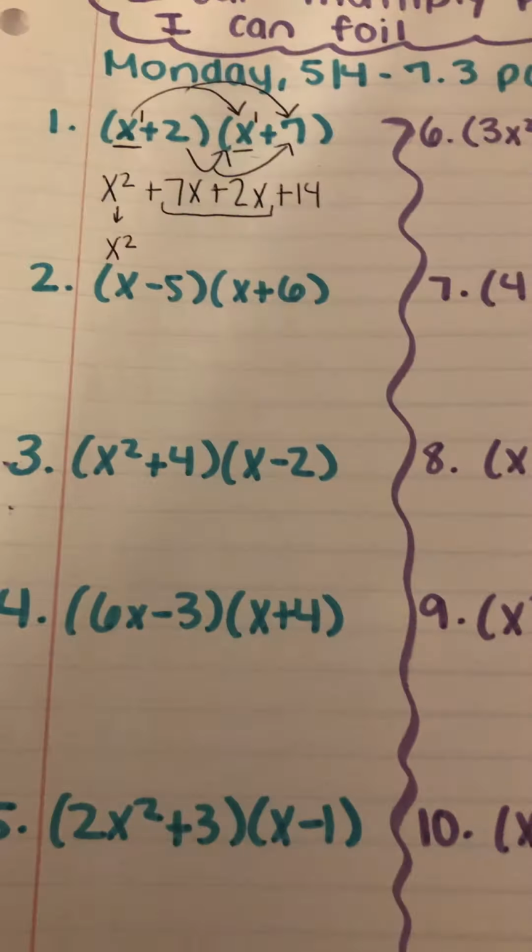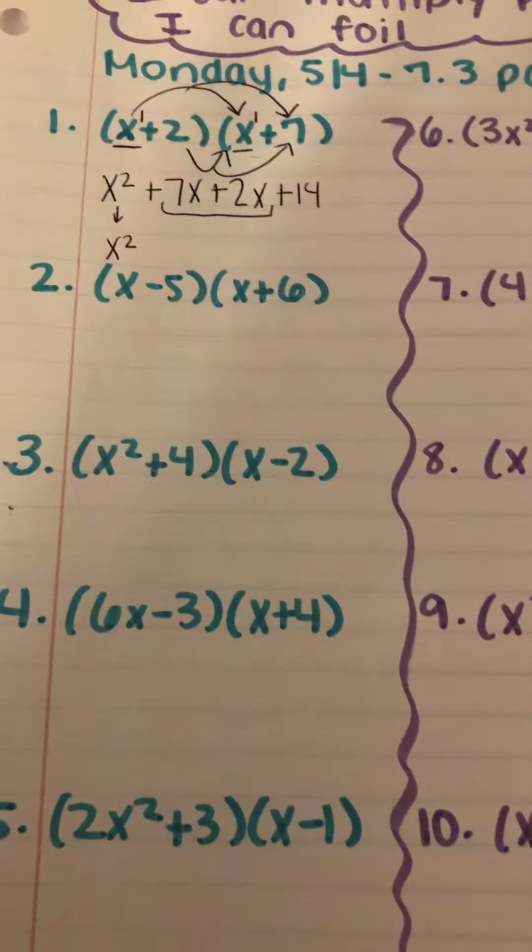Moving on to number 2, I wish I left myself more room right here. I'm going to distribute that x again twice, right? So that x is going to go to this x here. And it's also going to go to the 6. So x times x is going to give me x squared. And x times 6 is going to give me 6x.